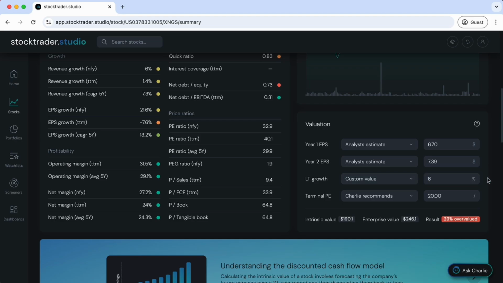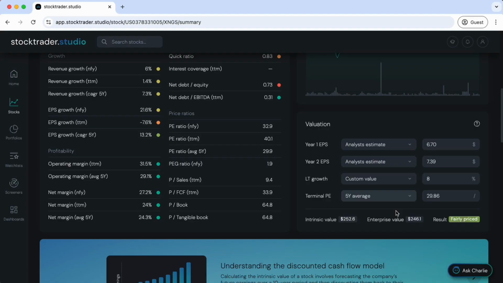Charlie does tend to be conservative in its estimation of the terminal PE ratio. It'll never use a value higher than 20. This is because even if a stock is currently very popular, with investors willing to pay 30 or 40 times earnings, it's really hard to predict if this is still going to be true in 10 years' time. If you disagree with this approach, you can either use the 5-year average or input your own custom value.